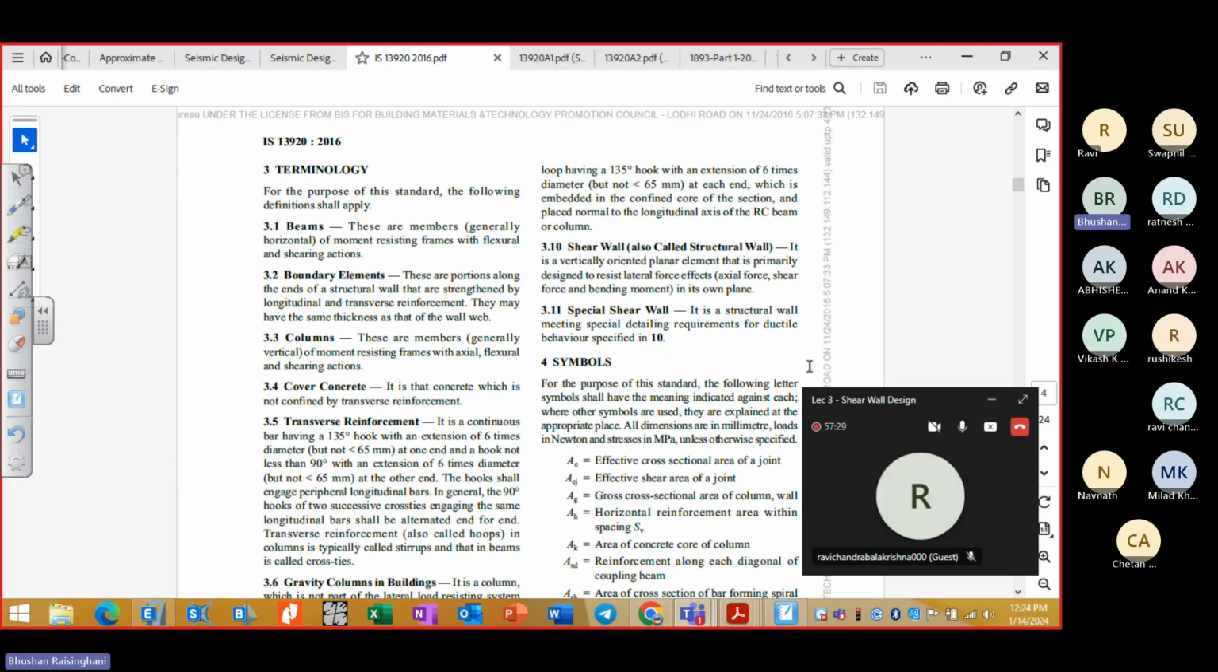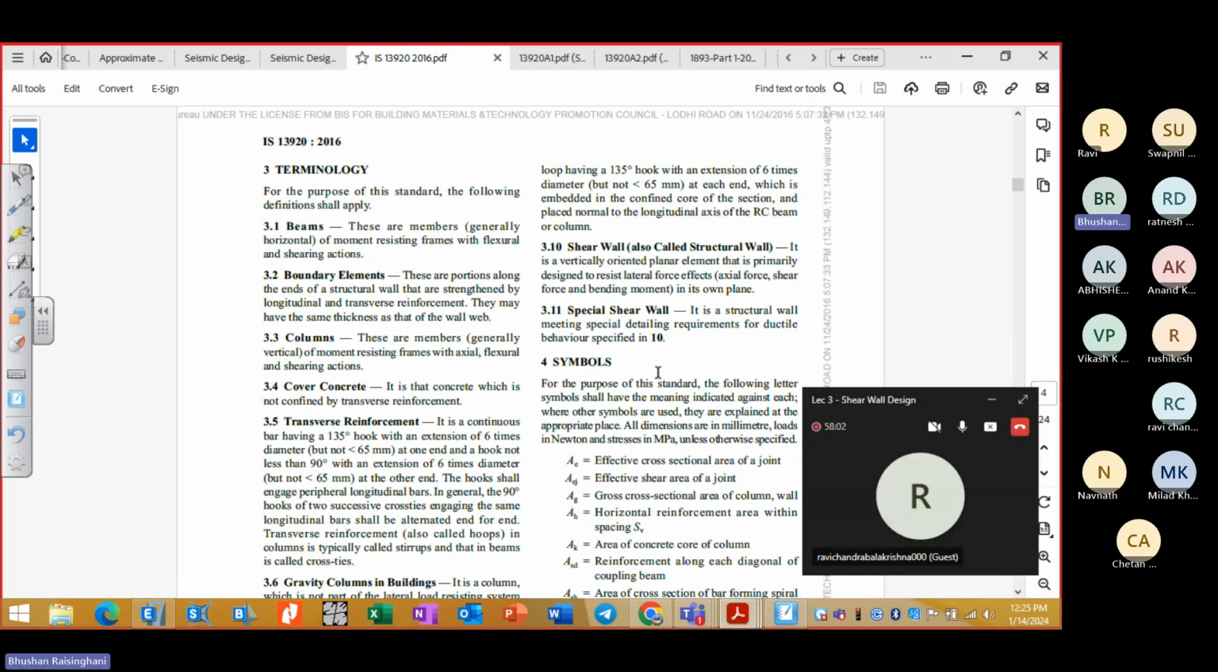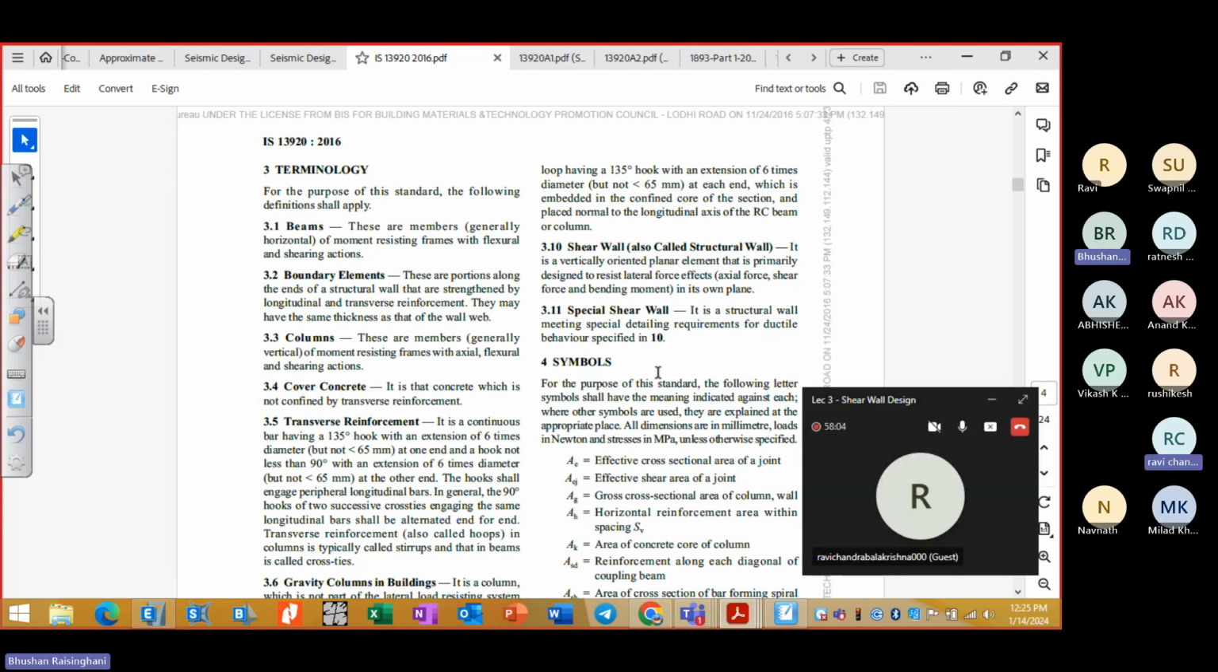So the design will change. What is the difference between a plane element and a shell element? Can anybody tell the difference? What changes while we are analyzing a plane element versus a shell element? A shell element will have both in-plane moments and out-of-plane moments. It will resist in-plane and out-of-plane. Yes.